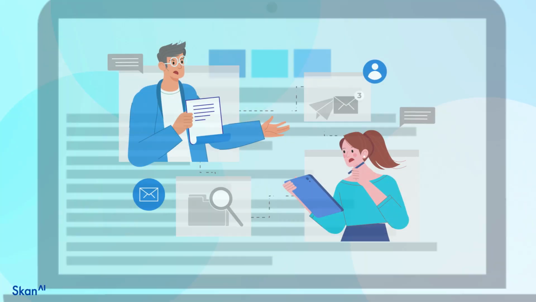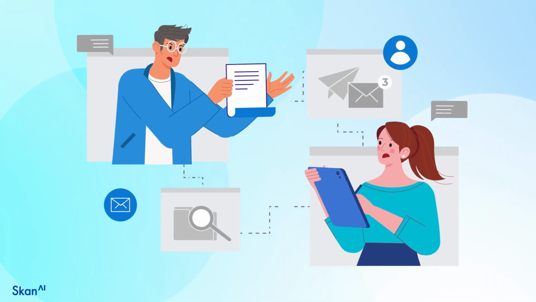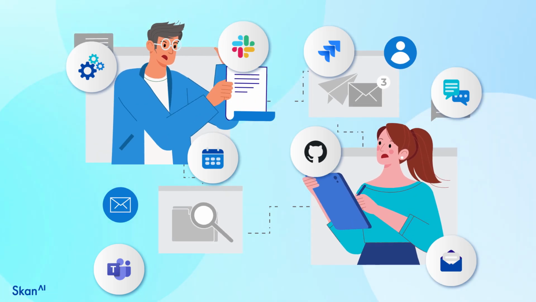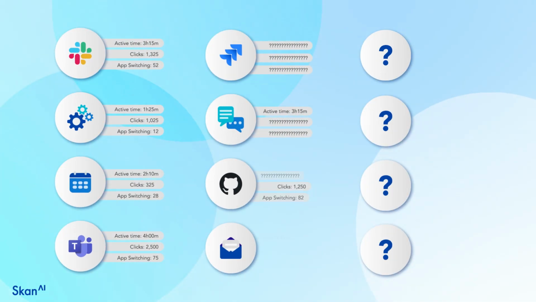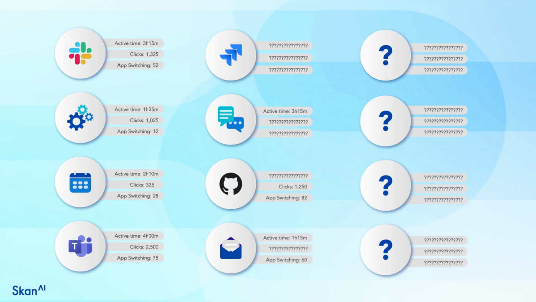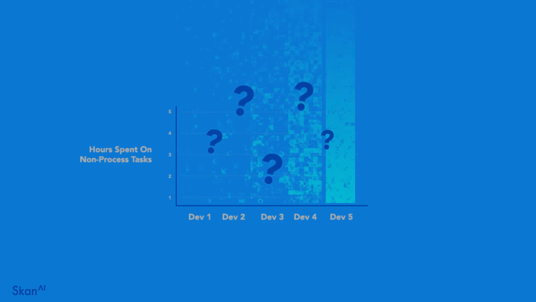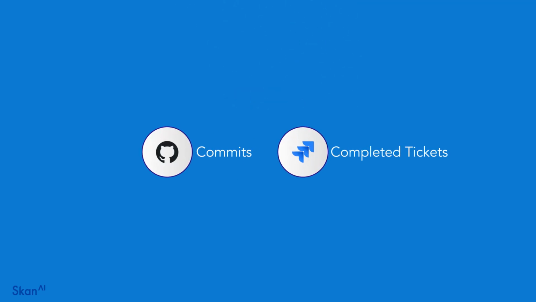Because here's what you can't see. Your developers spend their days jumping between dozens of different applications. Traditional metrics only capture what happens in a few of those systems. The reality? More than half of engineering teams are losing more than 5 hours per developer every week to unproductive work. But leadership has no way to see where that time actually goes. GitHub shows commits. Jira shows completed tickets. But what about everything else?